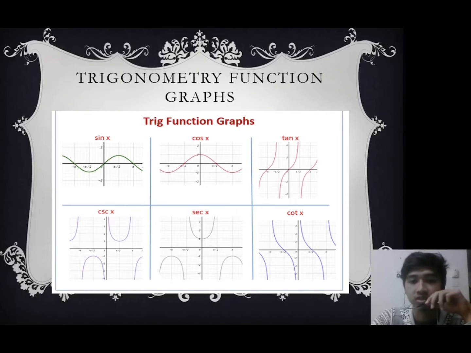Meanwhile, the cos graph starts from a positive value and comes down to 0, to the negative value, and finally up to 0 again. Meanwhile, the tangent and cotangent graphs can be a little bit confusing or a little bit hard for us to understand, but it's okay.